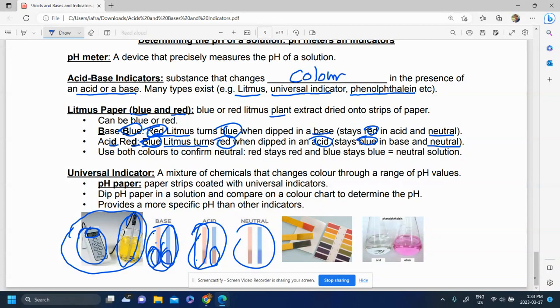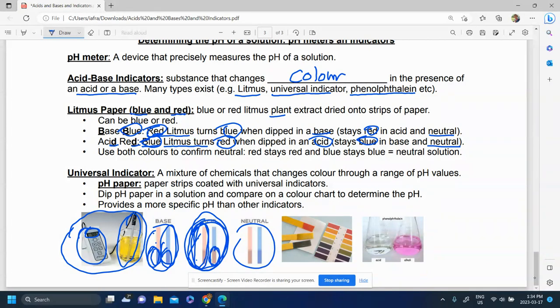Because if I have a piece of red litmus paper and it stays red, well, that could mean that my substance is an acid, but it could also mean that my substance is neutral. So that's why it's important that I test the solutions out with two pieces of paper each. So if something stays red, but then I take the blue and it becomes red, I know it's acidic.